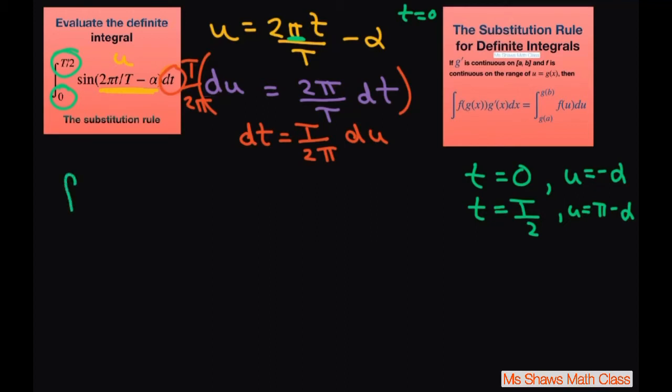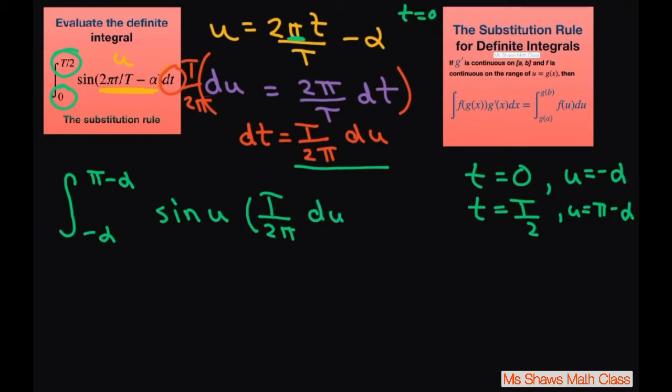So we have a new integral. The limits are going to be from negative alpha to pi minus alpha. Then we have sine of u, and our dt equals big T divided by 2 pi du.